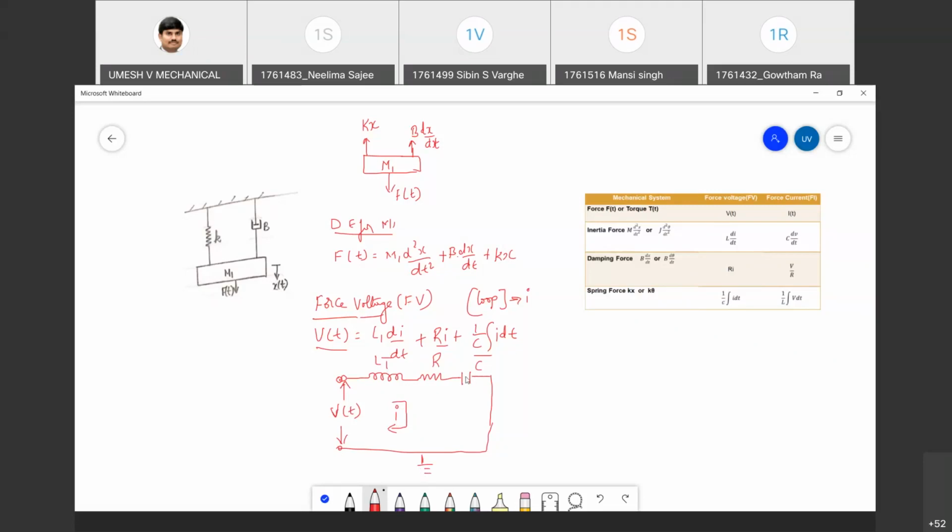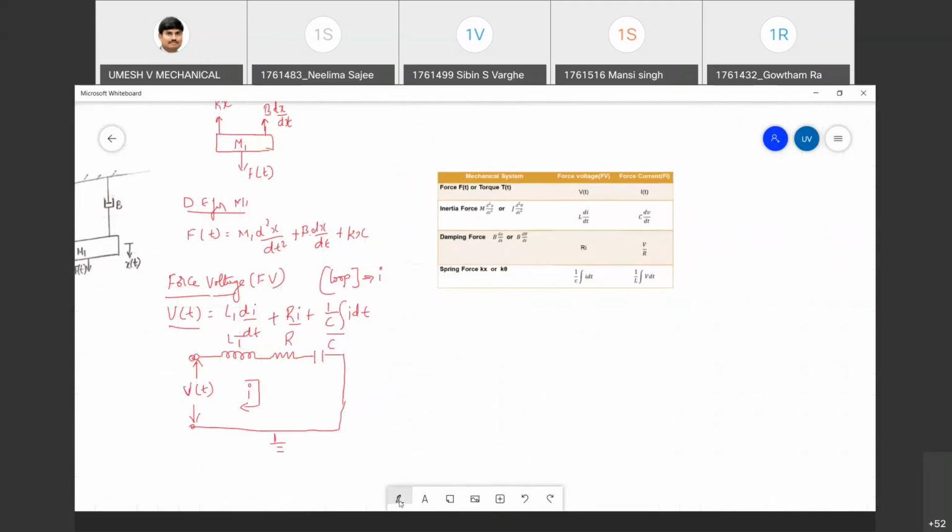Are you clear about the circuit? Yes or no? Others, are you clear? Fine. Anybody who has any doubt, you can say, I am ready to explain once again. Next, force voltage is done. Now we have to draw the force current circuit. Force current, which we represent as Fi.